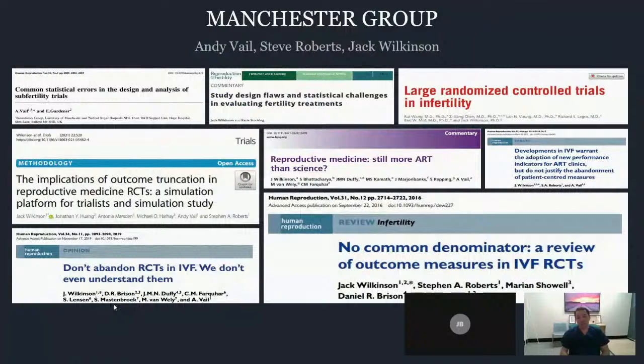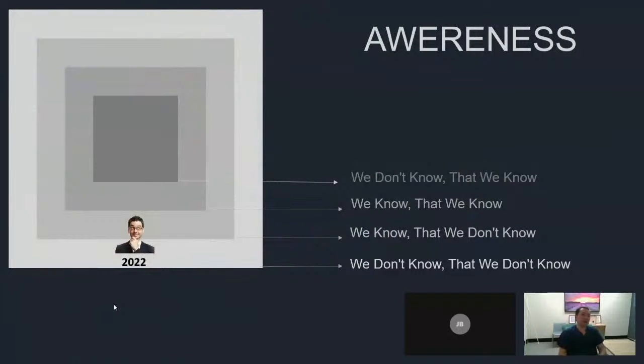Of course, the Manchester Group, led by Andy Vail, Steve Roberts, and Jack Wilkinson, have published a number of research papers which specifically looked at the problems in research conduct and interpretation, including randomized controlled trials, and have increased awareness among clinicians and scientists of the pitfalls of research in this area. So it all seems to be quite daunting.